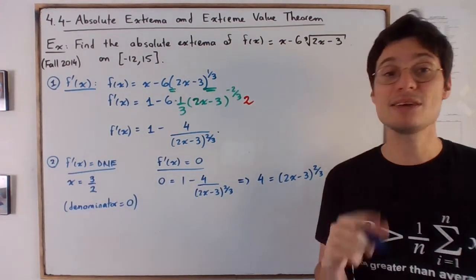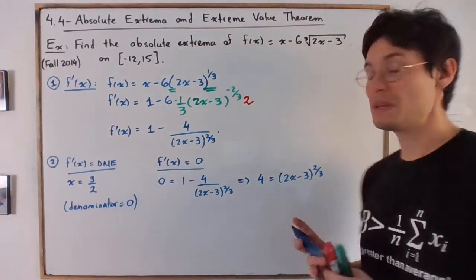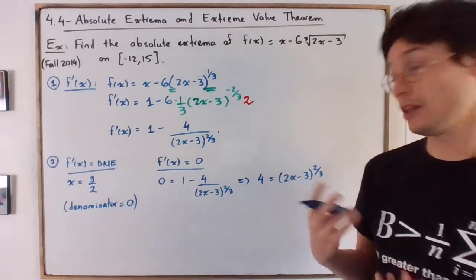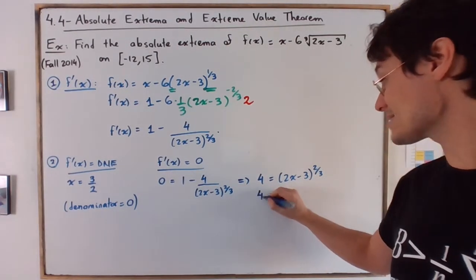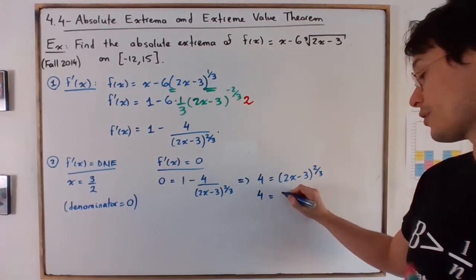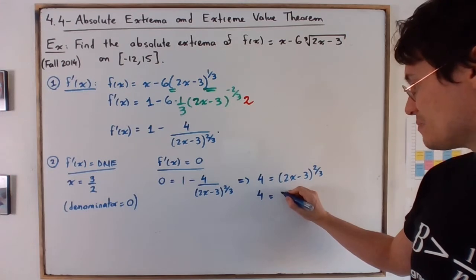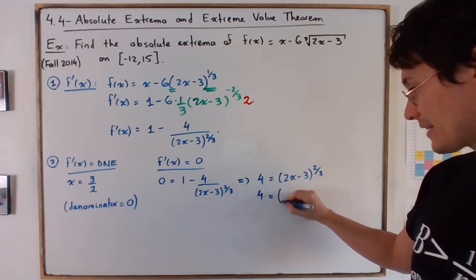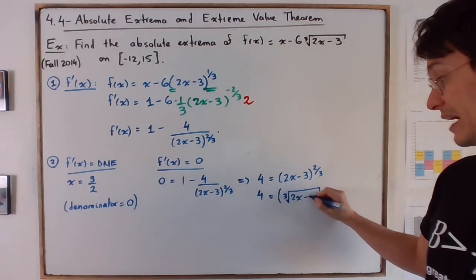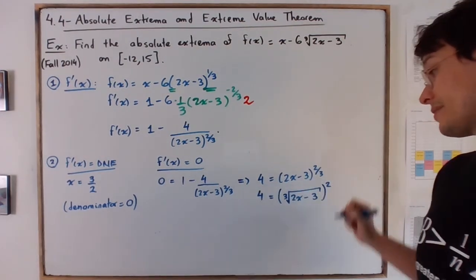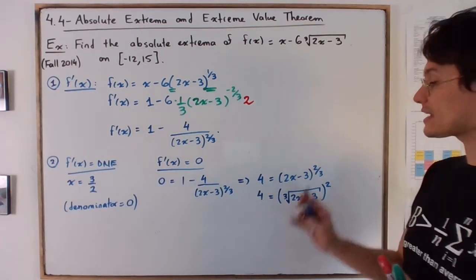And now here is where you need to be careful, okay? I'll go slow at this point because this is where a lot of students make mistakes. I'm going to write this as what it means, in other words, the cube root of (2x minus 3) squared. You don't actually have to do this, but I do it so that you understand what's going on.